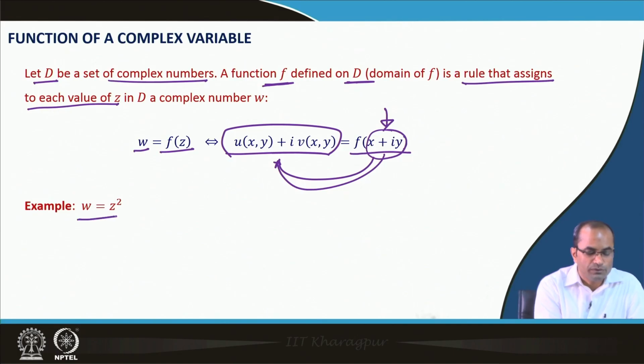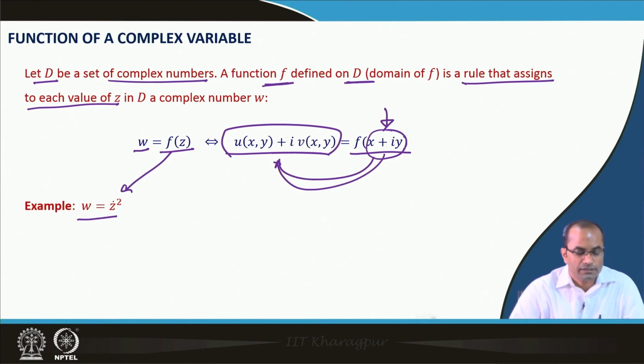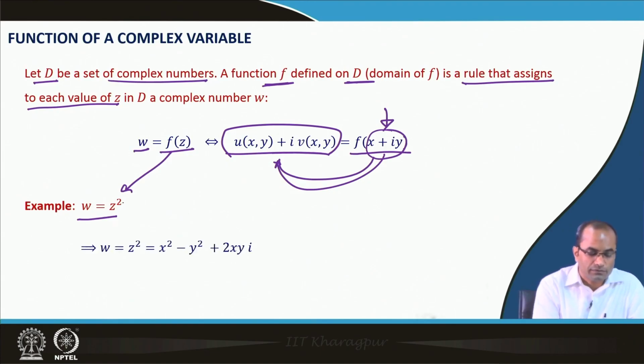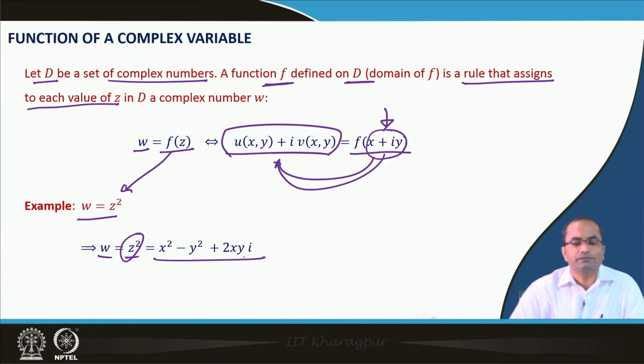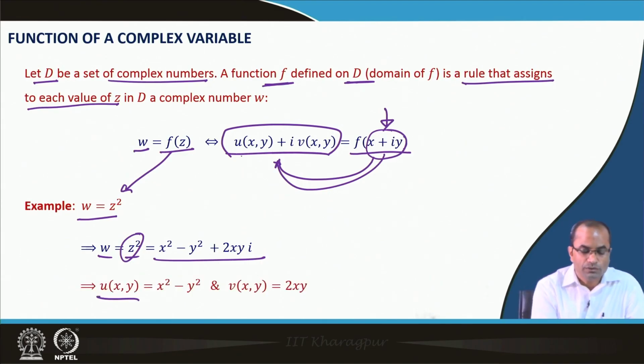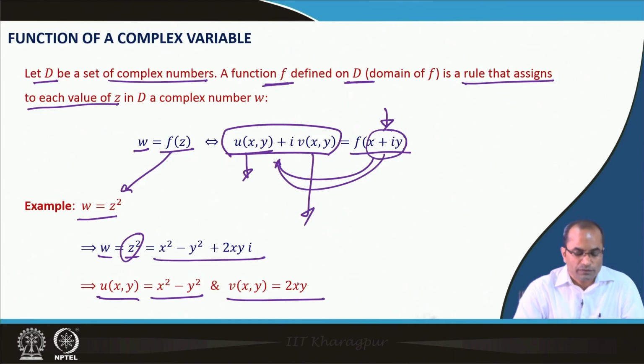For example, w is z square. If we talk about w is z square, its f(z) is z square, and if we write it in the expanded form, z is x plus i y, and if we perform this product, we get x square minus y square plus 2xy i. So, here we have u as x square minus y square, and v is the function 2xy. So, we can always write a given function in u plus i v form, or in the compact z square form.